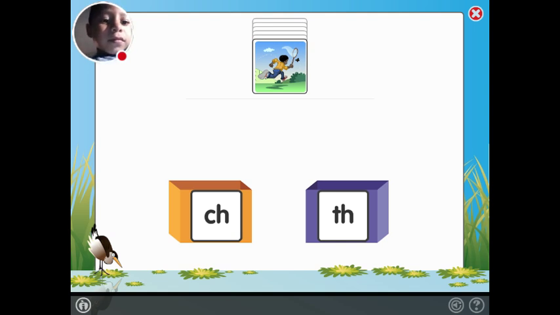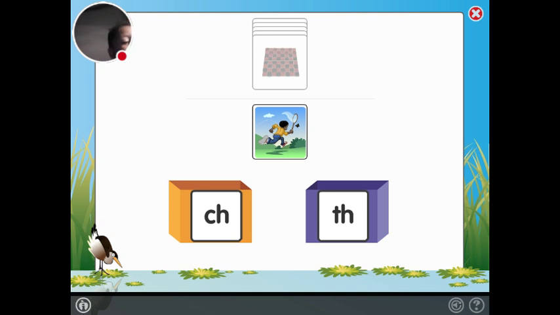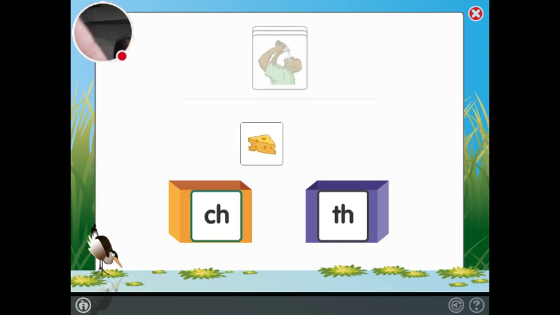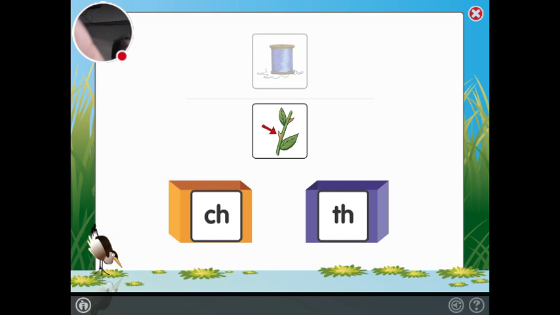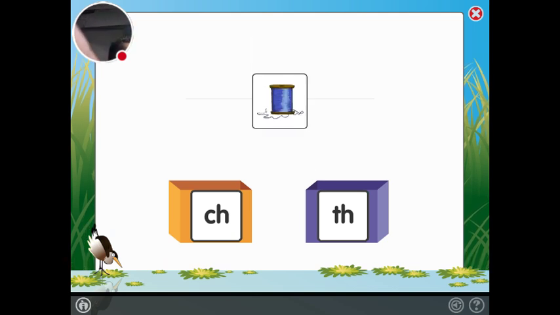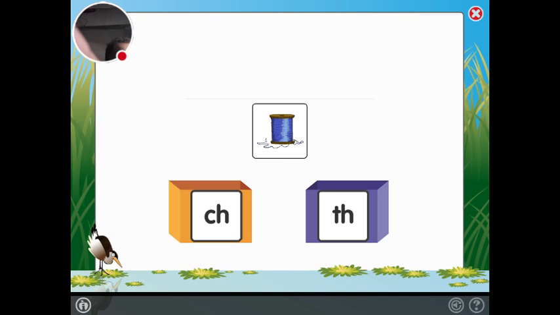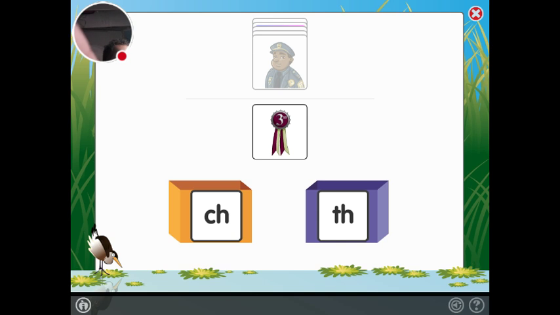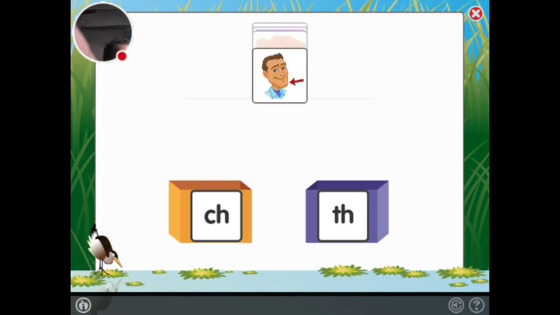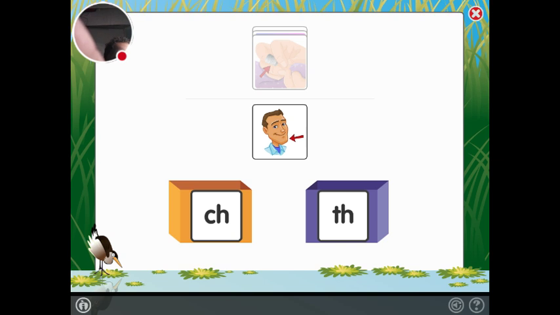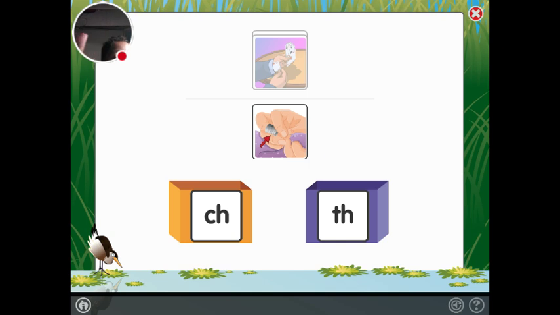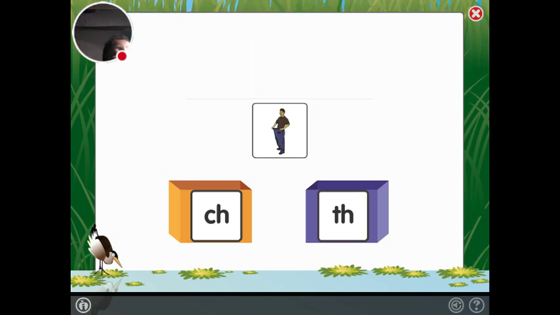Ready? Go. Chase. What makes ch? This one? Checkers. Cheese. Thirst. Thorn. Slow down. Thread. Third. Chief. Chin. Thimble. Cheat. Thin.